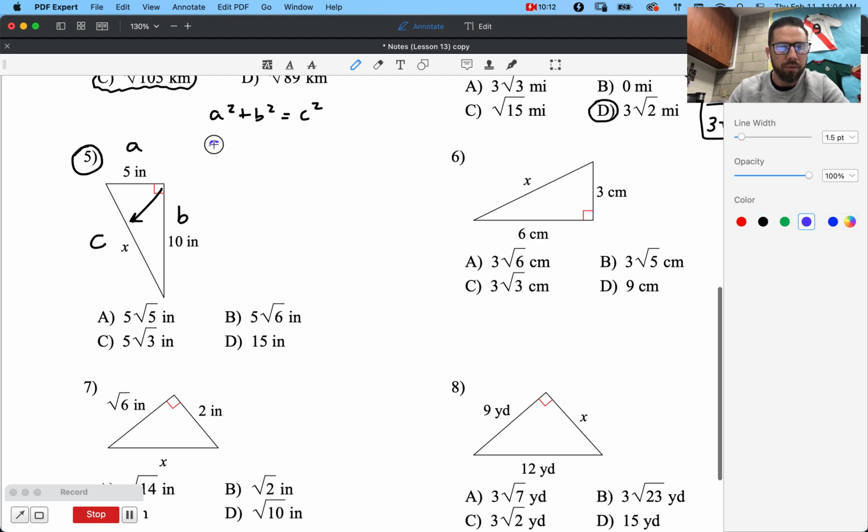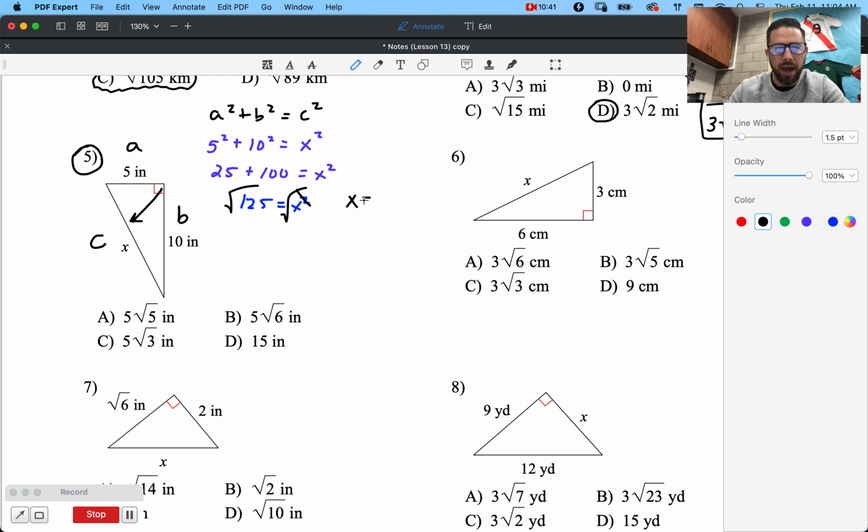Our a is 5 plus our b is 10, and our c over here is just x. It looks like that's 25. 5 squared is 25. 10 squared is 100. And x squared just stays the same. 125 equals x squared. Square root both sides to get rid of that squared. And we have x equals the square root of 125.